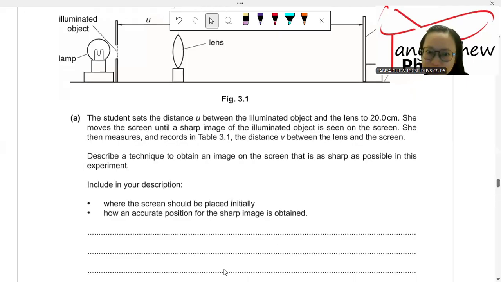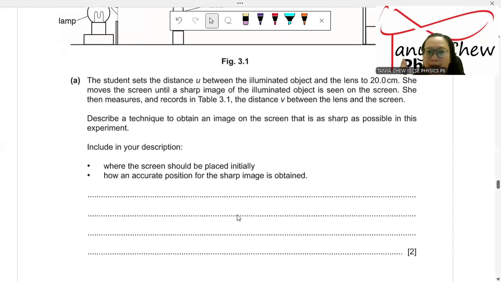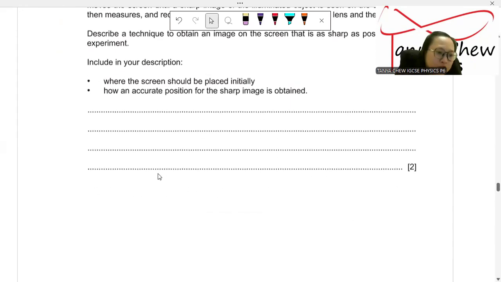Include in your description. Wow, they want you to include where the screen should be placed initially and how an accurate position for the sharp image is obtained. So how are we going to write that? I have a lot of ideas here, so I'll pour out my ideas here, which is worth more than 2 marks.